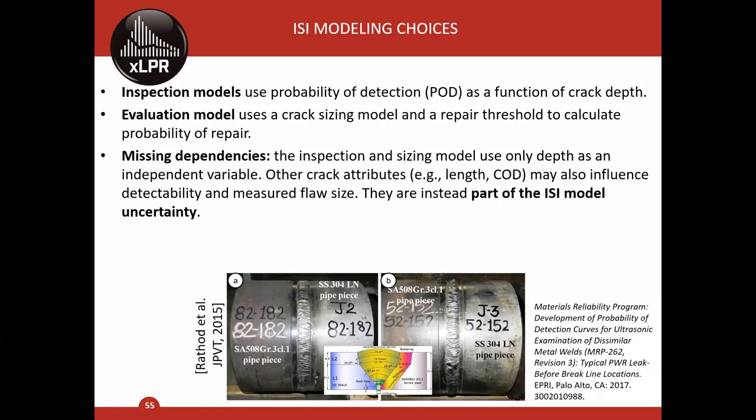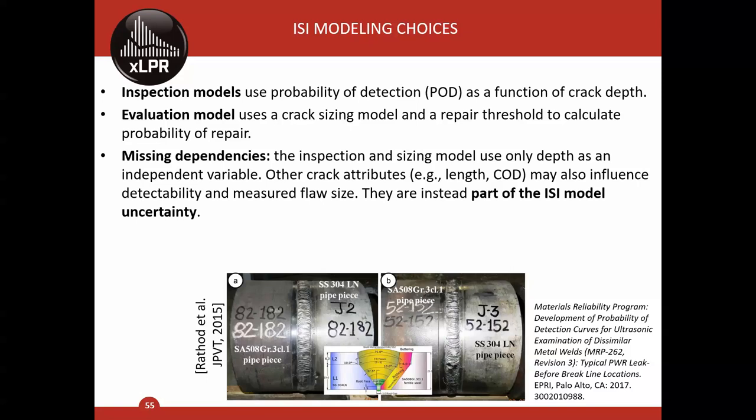In-service inspections are also modeled in xLPR and contain two key parts, an inspection model and an evaluation model. The inspection model utilizes a probability of detection curve as a function of the crack depth to determine if a crack is detected during a given inspection. The evaluation model is then used to size the detected crack, determining if that crack has a size greater than the threshold size for repair. Both models utilize crack depth as the independent variable.